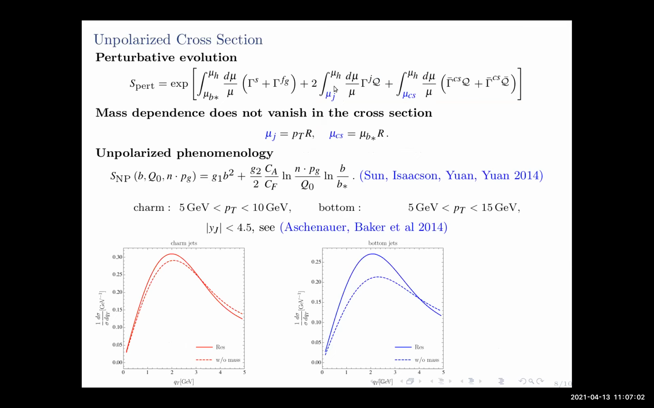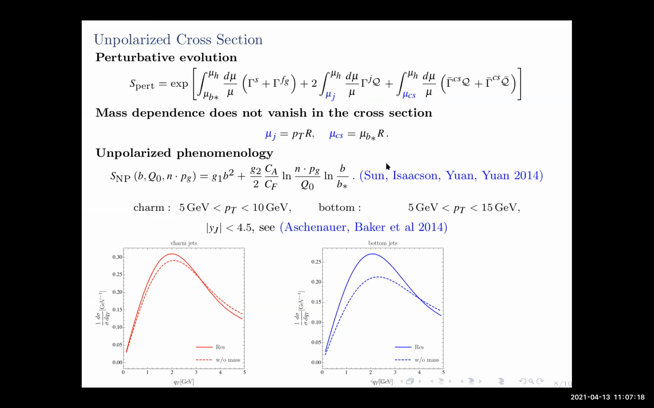So what's happening is that we evolve our jet function from the natural jet scale up to the hard scale. We also evolve the collinear soft function from its natural scale up to the hard scale. The natural scales of these functions are not the same. As a result, there's some miscancellation occurring here.